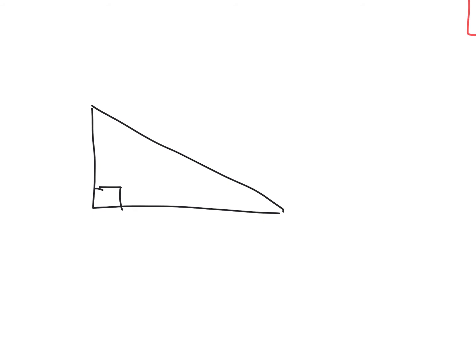What if we knew that the length of this side was 15 centimeters, and we knew that the length of this side was 17 centimeters, and we didn't know the length of this side and we were asked to find it? Well, the first thing, we're going to start the same way. I'm going to label these sides A, B, and C.